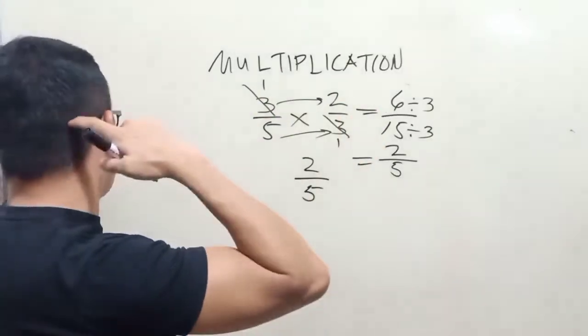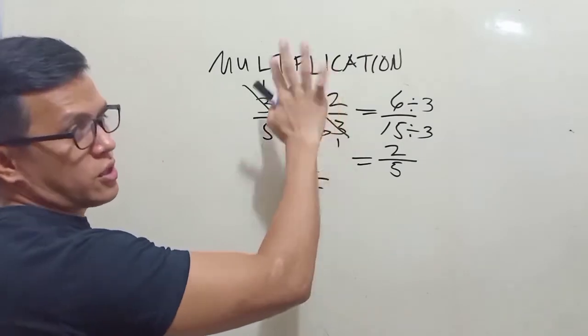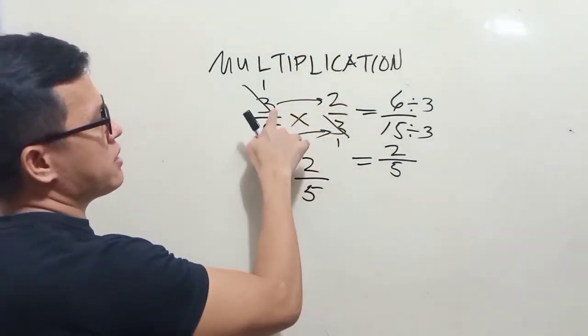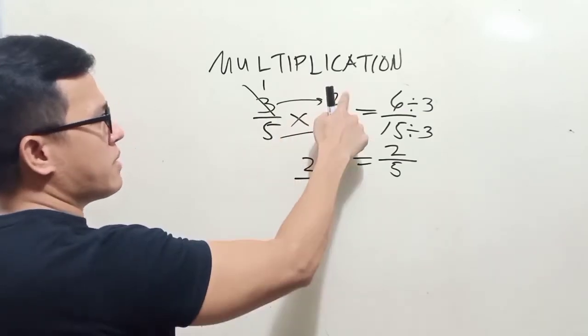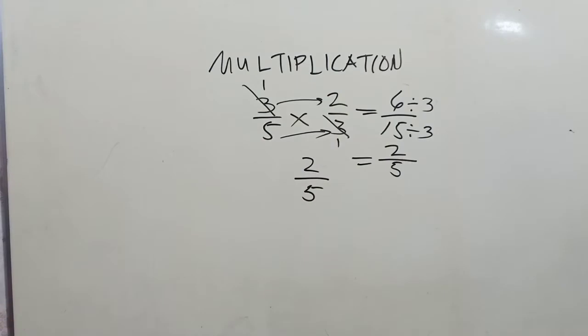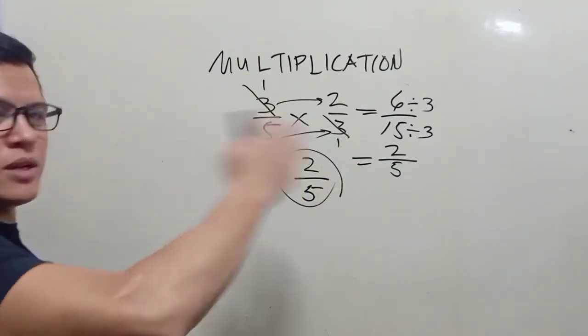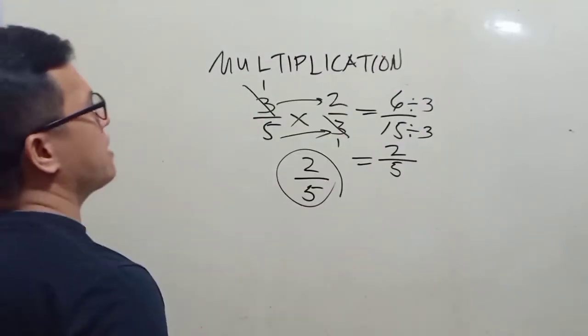We don't cancel a common factor between numerator and numerator. It's either numerator, denominator, or denominator, numerator. We don't say numerator, numerator. Cancelling the common factor, okay? So there you go. That's it. That's multiplication. It's just very easy. Numerator times numerator, denominator times denominator.